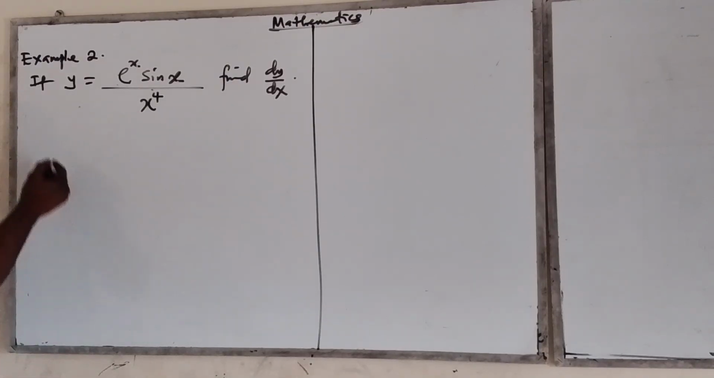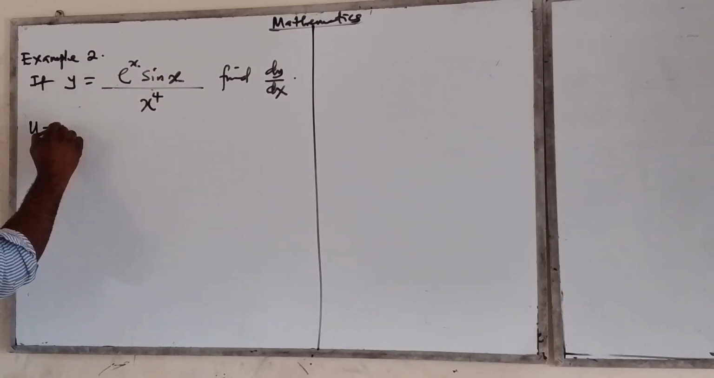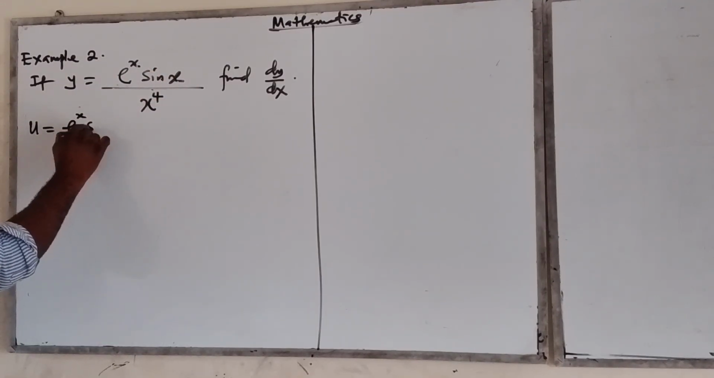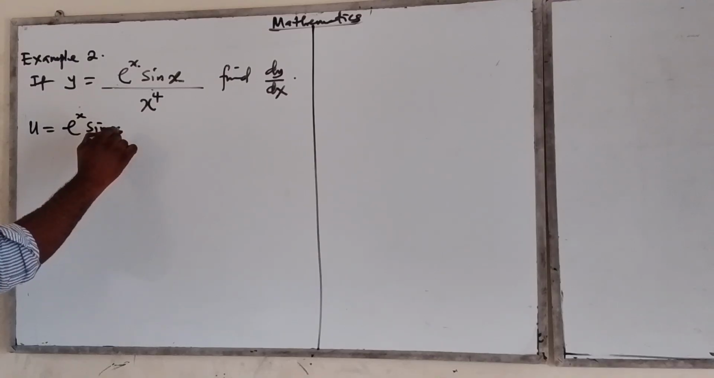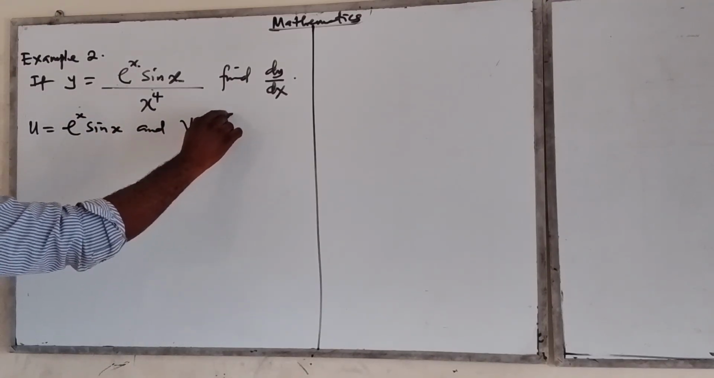So in this case, to find dy over dx, I'll take the value of my u to be the whole of this function, that is e raised to the power of x sine x, and the value of our v to be equal to x raised to the power of 4.